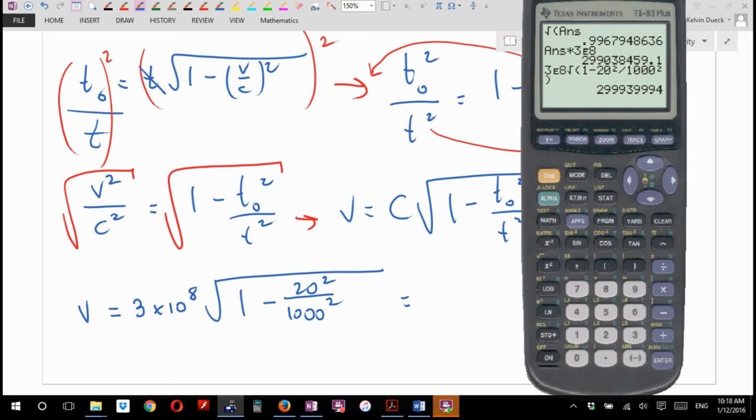Do you get 2.9994? By the way, I don't really want to round off, because if I round off to 3, I'm saying we are going the speed of light. If you did round off to 3, I won't take marks off. I didn't realize you had to be going this fast. But it's going to be 2.9994.